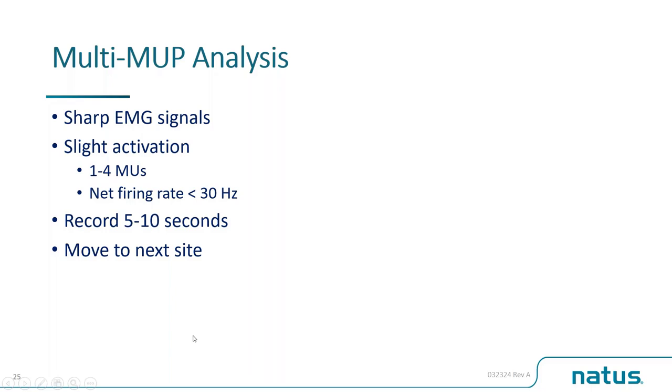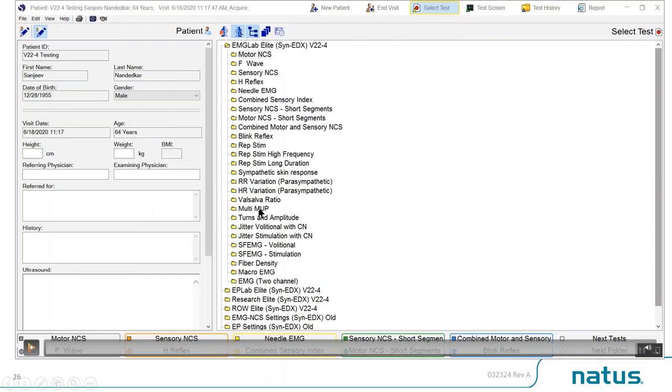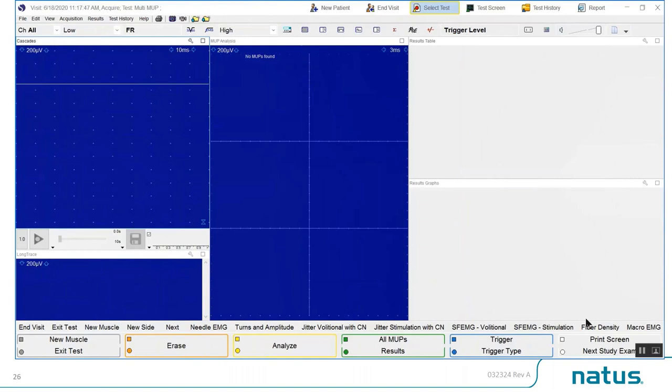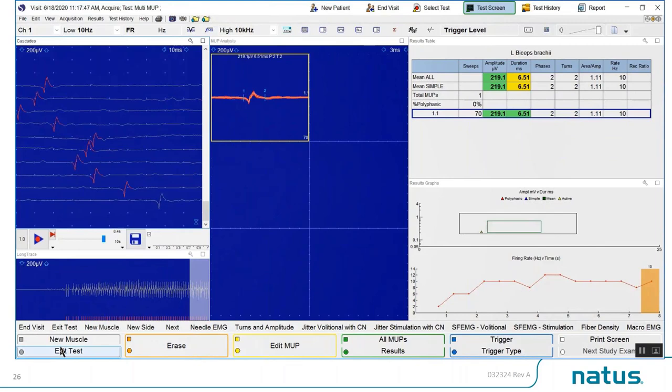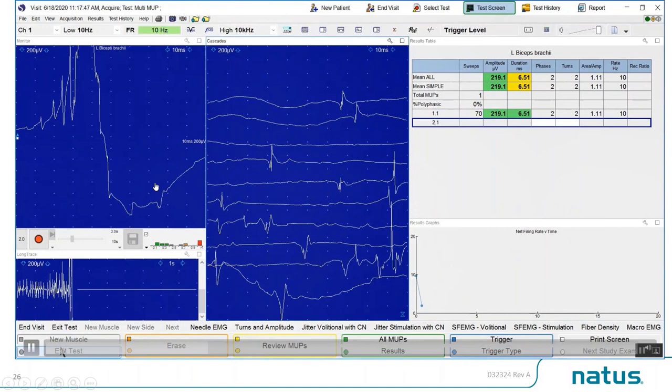So let me show you an example of multi-motor unit analysis. You choose the program, choose the muscle, ask for slight activation. That's a fantastic signal. I don't need 10 seconds. I could probably analyze it in 2 seconds. So I just accept it. You can see the waveforms in triggered mode. They're superimposed. Okay, that was too quick, even before I could finish my commentary.